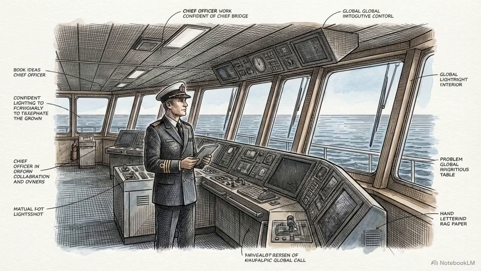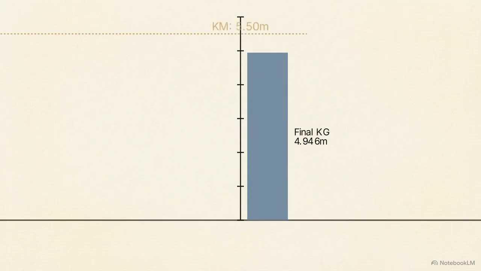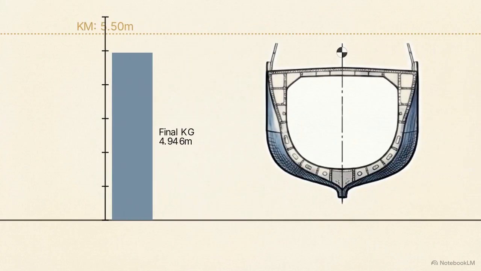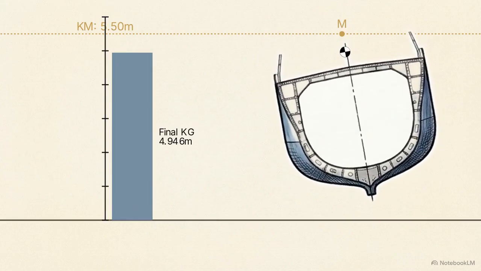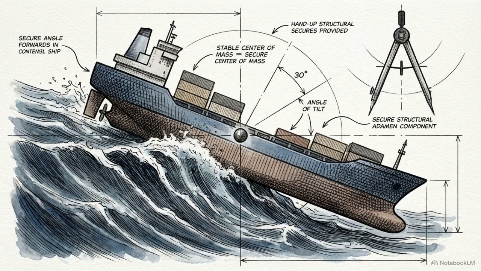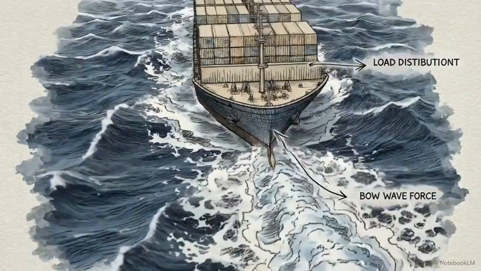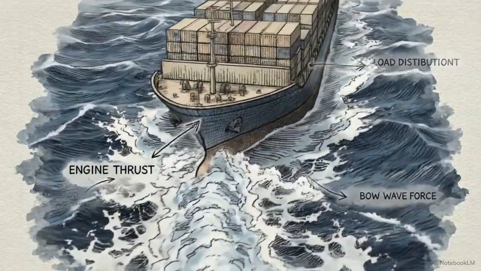With the final KG calculated, the officer can now determine the vessel's stability. To determine if the ship is safe, we compare the final KG to the metacenter, or KM. The KM is a point that represents the theoretical pivot of the ship's stability, effectively the upper safety limit for the center of gravity. The distance remaining between our KG and the KM is known as the metacentric height, or GM. A positive GM indicates the center of gravity is low enough to prevent capsizing. Because our final KG is proven to sit below the metacenter limit, the vessel possesses the necessary stability to sail safely into the open ocean.